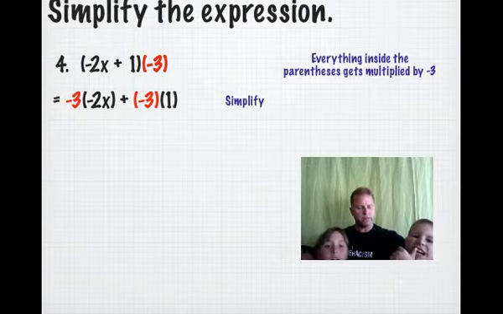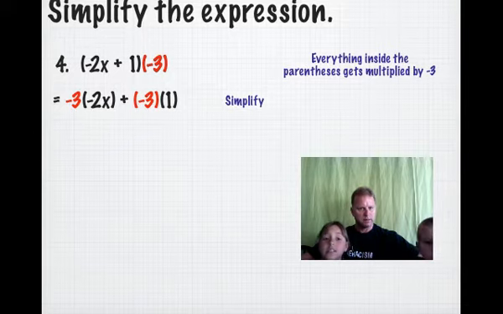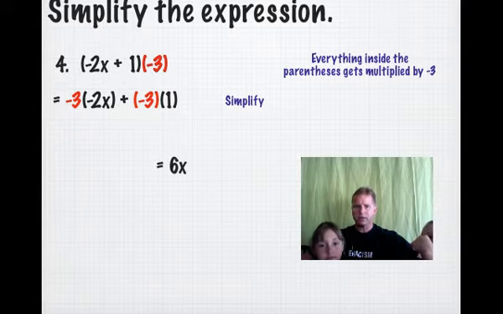So what's negative 3 times negative 2x? 6x. Very good, because a negative times a negative is a positive. And I didn't tell you this. Let's see if you can figure it out. We have negative 3 times 1. What's a negative times a positive?